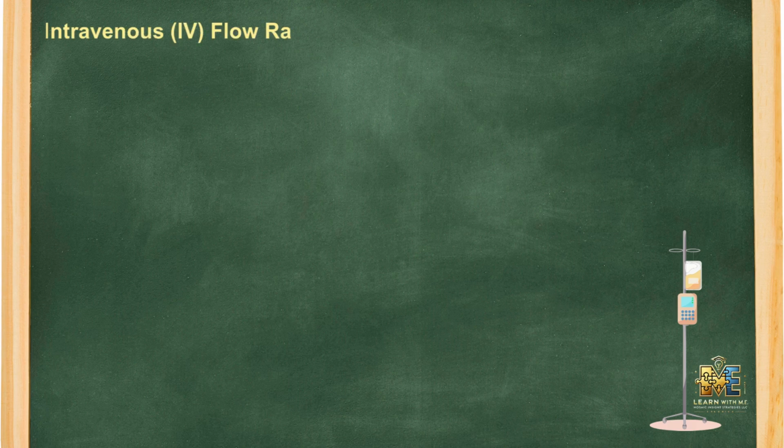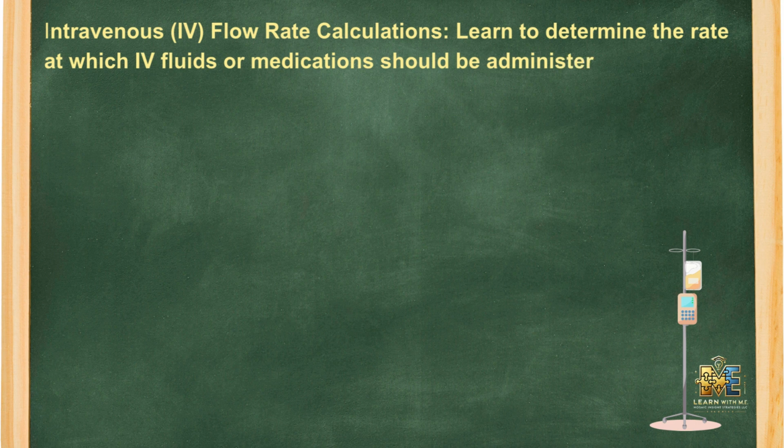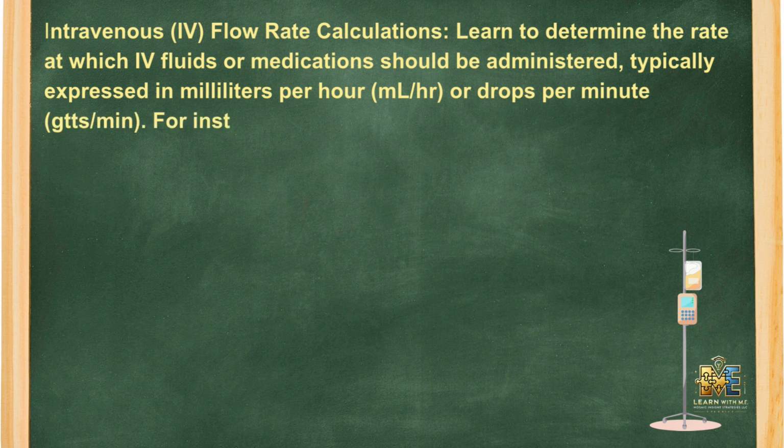Intravenous or IV flow rate calculations are used to determine the rate at which IV fluids or medications should be administered. This is typically expressed in milliliters per hour or ml per hour, or in drops per minute, known as GTTs per minute. For instance, to infuse 1,000 milliliters over 8 hours, the flow rate would be 125 milliliters per hour, calculated by dividing 1,000 milliliters by 8 hours.